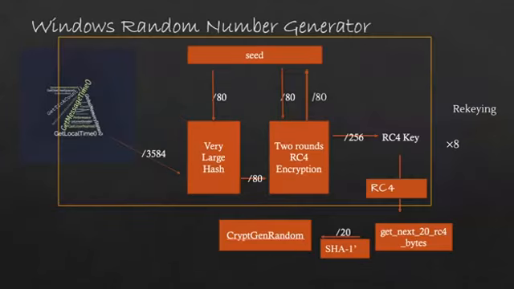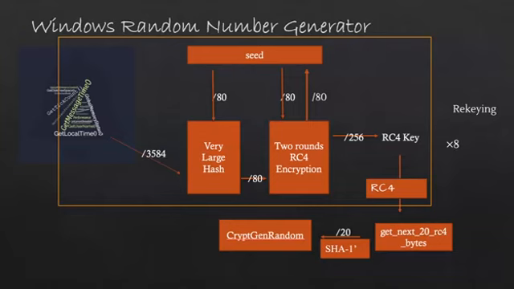Like Linux, Windows collects a lot of different noise from a lot of different functions. For example, get current process ID, get current thread ID, get local time, and so on. The collected system entropy is composed of up to 3,584 bytes of data from different operating system sources. These data are, together with an 80-byte variable named seed, hashed using the function called a very large hash to produce an 80-byte digest. This digest goes into 2 runs of RC4 encryption, and the RC4 encryption produces not only 80 bytes of output, which is used as the seed for the next round, but also the final output of 256 bytes, which is used as the RC4 key.